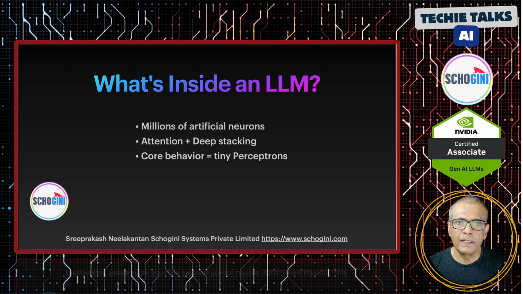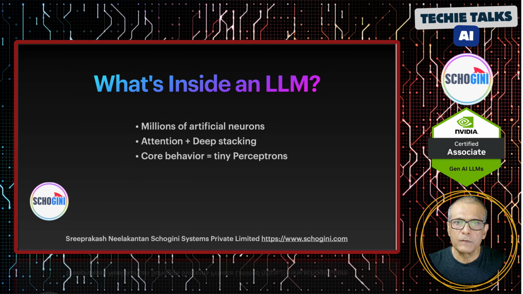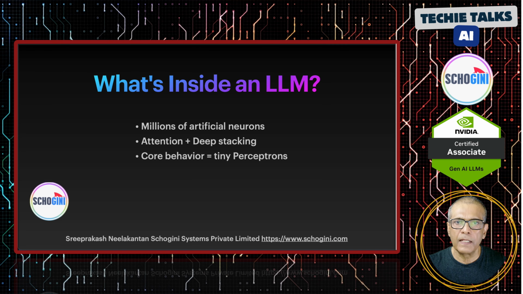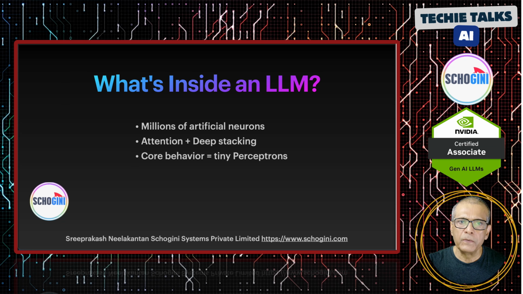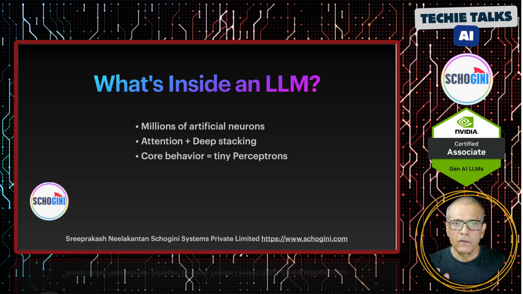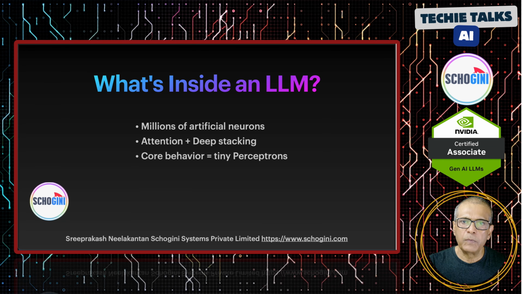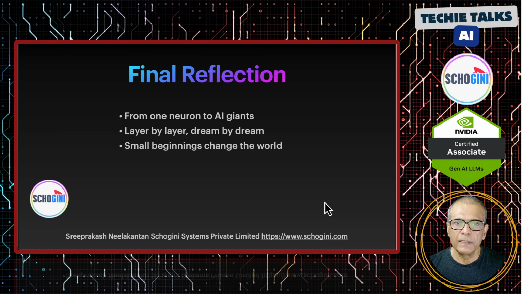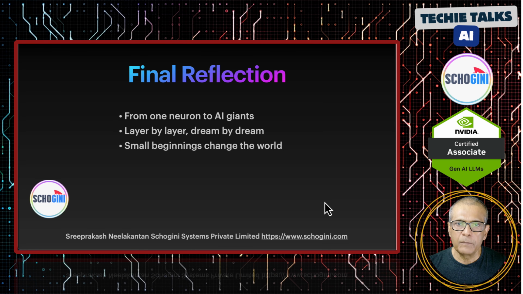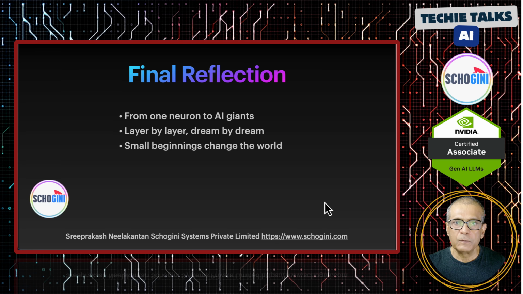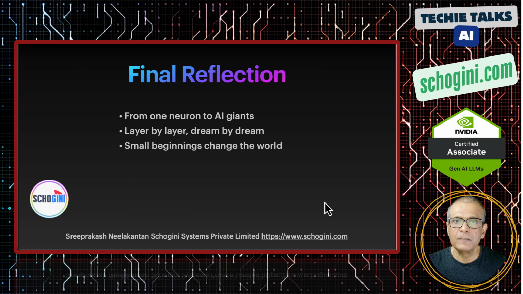What is inside an LLM? Inside an LLM, millions of small artificial neurons organized smartly using attention and deep learning, trained on huge text datasets. At their core, they are still tiny perceptrons, multiplied, stacked, and organized into something unimaginably massive. Final reflection: from one simple perceptron in 1958, layer by layer we built AI systems that can think, write, and reason. One small idea built smartly is changing the world.